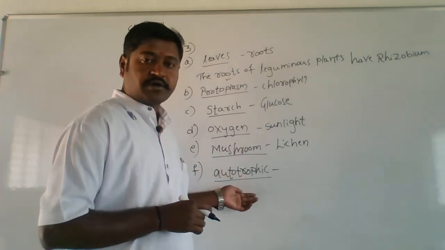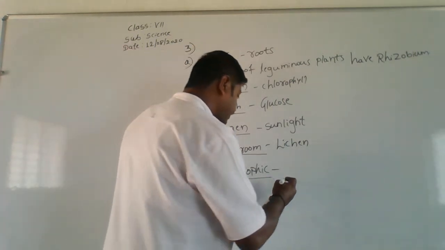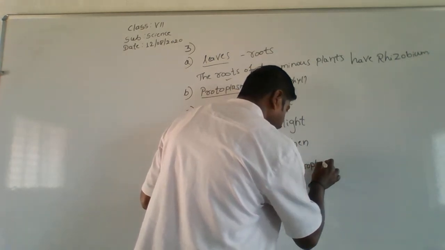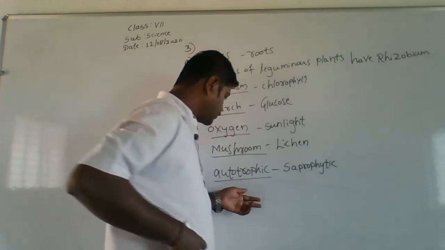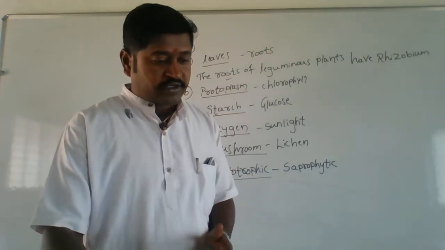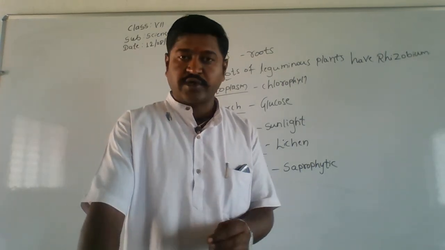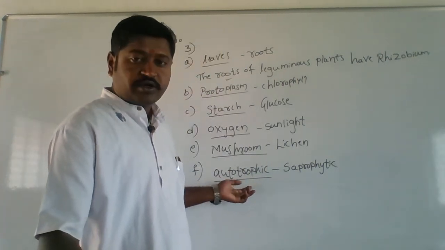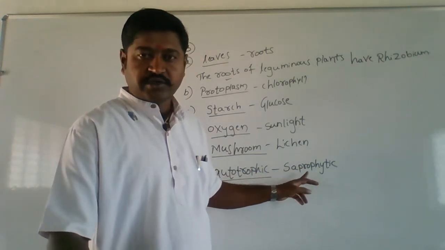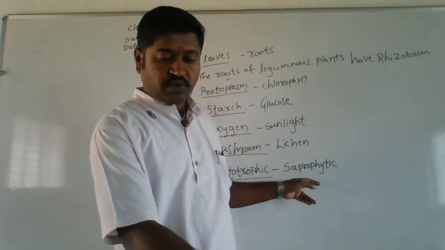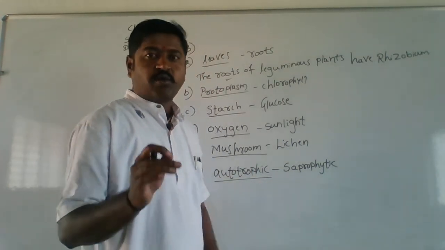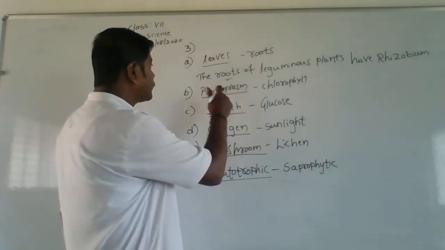So instead of autotrophic, what do you have to write? Saprophytic. Mushrooms show autotrophic nutrition, so instead of this underlined word, you have to change autotrophic to saprophytic. So how should the answer be written? Mushrooms show saprophytic nutrition. Is this clear? How you have to write, I have given here as an example.